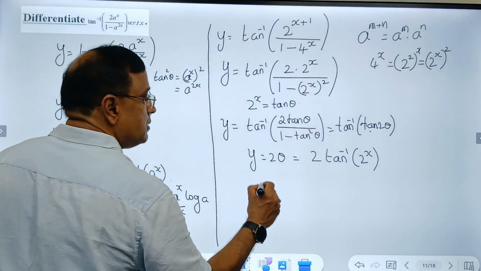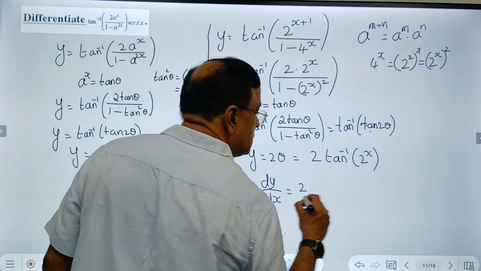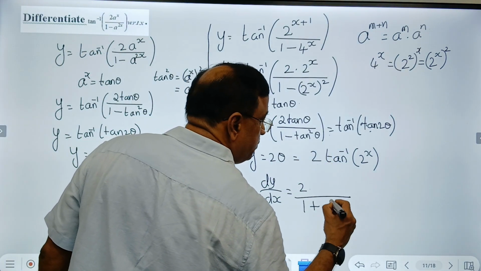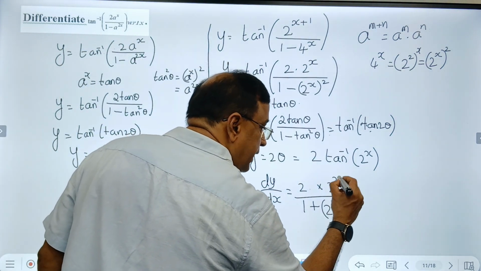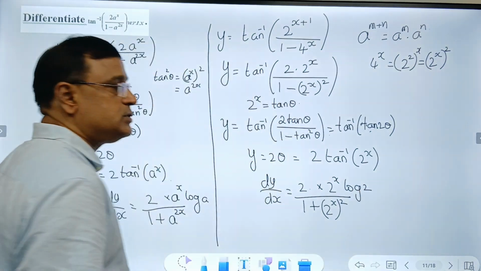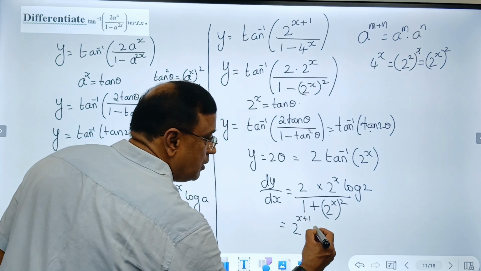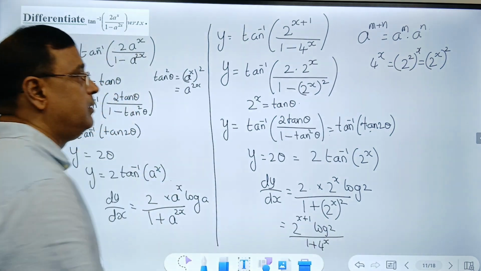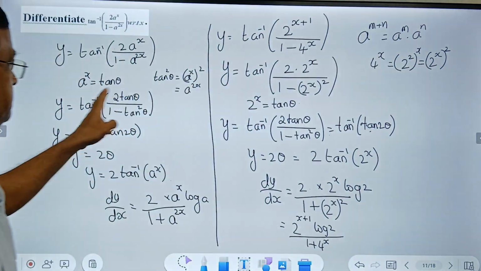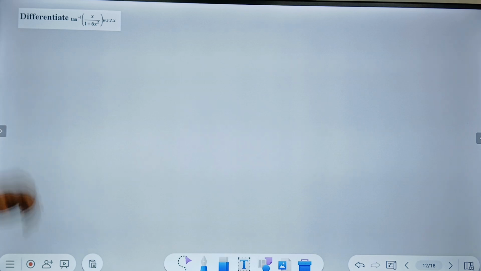Now how do I differentiate this? Keep 2 as it is. What is differentiation of tan inverse? 1 by 1 plus 2 power x the whole square, okay, into a power x log a. Here my a is 2, just like this. Now you can further simplify this to 2 power x plus 1 log 2 by 1 plus 4 power x. Both are exactly the same. It is slightly in a different form, that's all. Both are important.